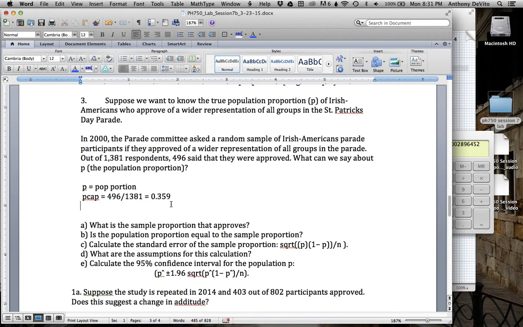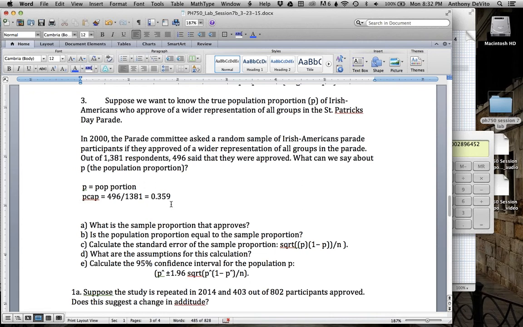Well, I know my sample has a proportion of 0.359. But what I'm really interested in is what proportion of people in the population of Irish people that are going to attend the parade approve. And I can never know that. But now that I've taken this sample, I can at least calculate a 95% confidence interval for what the true proportion is.